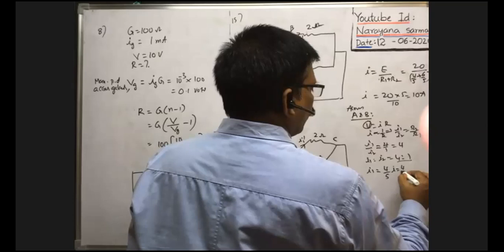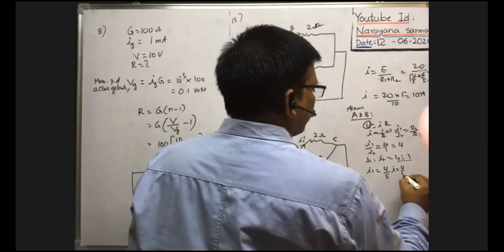When it is 8 ampere, definitely I2 is equal to, the total current is 10 ampere which we got already. Of the total current of 10, 8 ampere passes through this one. Definitely the remaining current will pass through this one now. That's why I2 is equal to 10 minus 8, that is equal to 2 ampere.